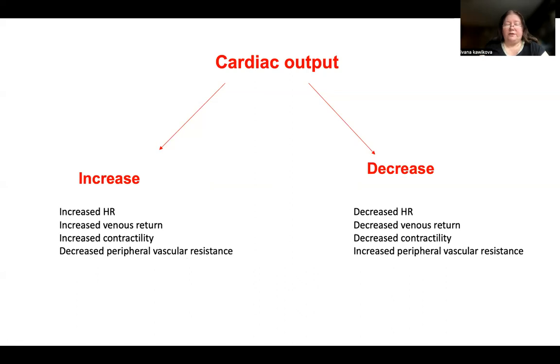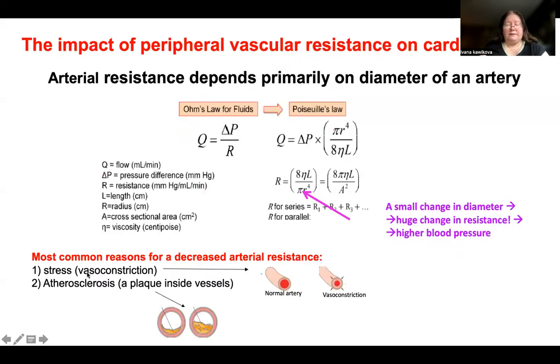The cardiac output will be also increased if there is a decrease in peripheral vascular resistance, if there is a vasodilation, right? Now, the cardiac output will decrease if the heart rate, venous return, and contractility are decreased, but it will be also decreased when there is increased vascular resistance, as mentioned here in these two cases.